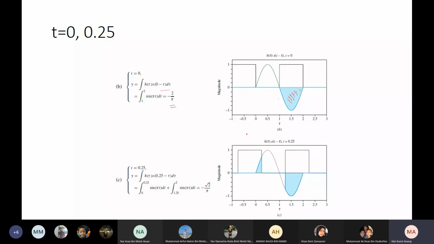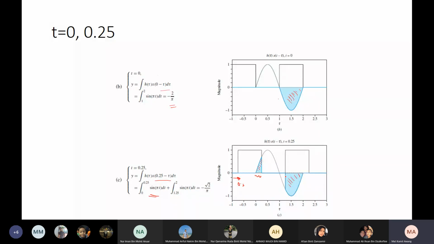This is for t equal to 0. Then when t equal to 0.25, it's shifted by 0.25, and this is the equation. From the graph, you see that it's non-zero here and non-zero here, this part. The first one is from 0 to 2.5, because it's moving up to 0.25 here. So this is the integration.